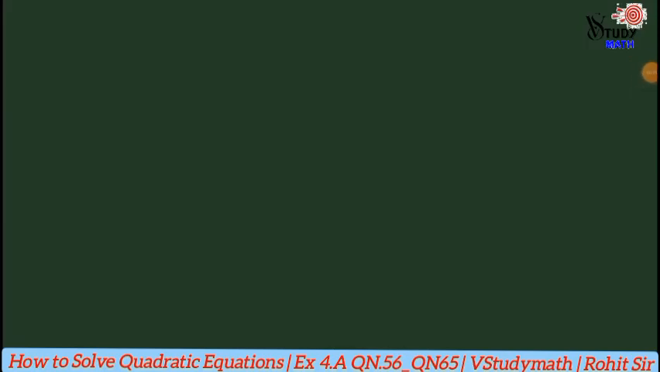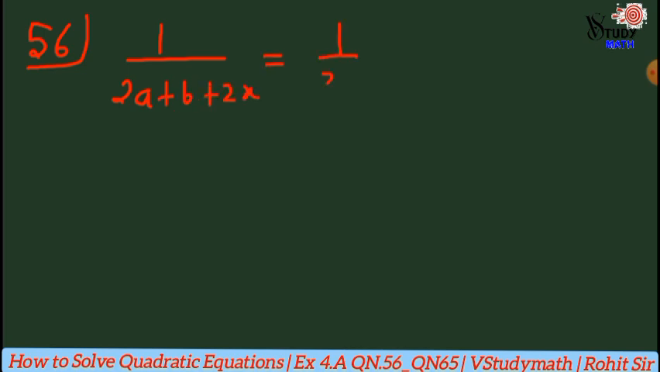Now let's solve question number 56 from the R.S. Aggarwal book. The chapter name is Quadratic Equations. The question is: 1 upon (2a + b + 2x) is equal to 1 upon 2a plus 1 upon b plus 1 upon 2x. This is the question. Now let's solve it.